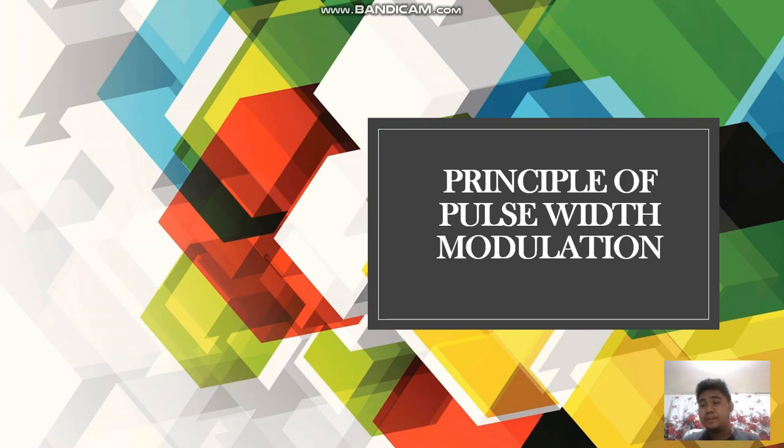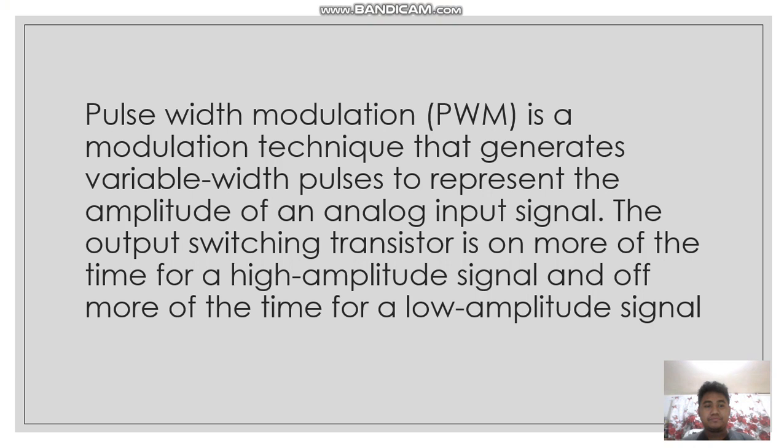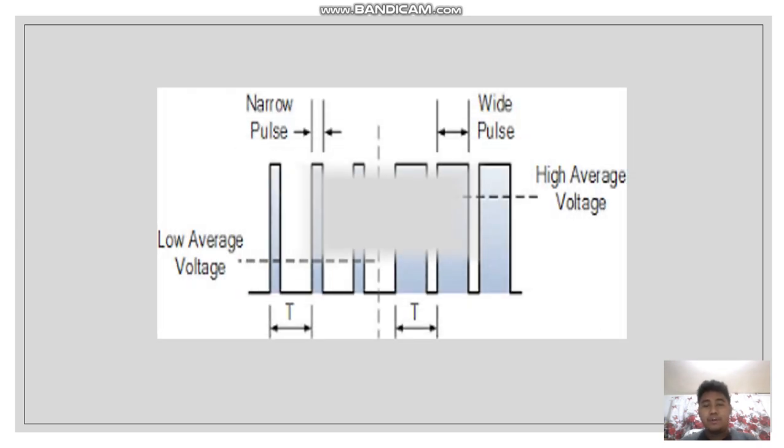So we have here the principle of pulse width modulation. Pulse width modulation is a modulation technique that generates variable width pulses to represent the amplitude of an analog input signal. The output switching transistor is on more of the time for a high amplitude signal and off more of the time for a low amplitude signal. So we have here the example. We have the low average voltage with narrow pulses with respect to time, and also we have here a high average voltage. We have wide pulses with respect to time also.